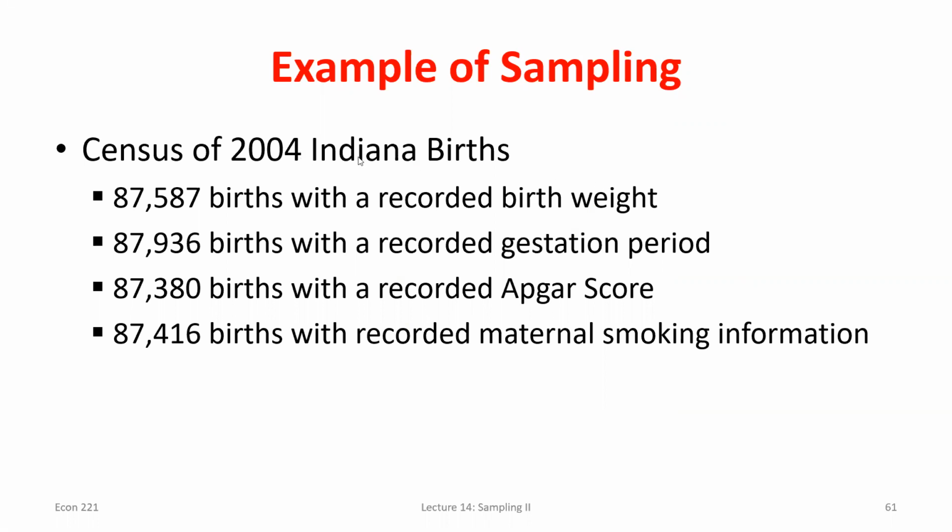So I had every Indiana birth in 2004, right? So I've got the population data for Indiana births. There are 4 variables: the birth weight, the length of the pregnancy or the gestation period, a health measure of the child, which is the APGAR score, and whether or not the mother smoked. The maternal smoking information is just 1 if the mother smoked while pregnant, 0 if she didn't.